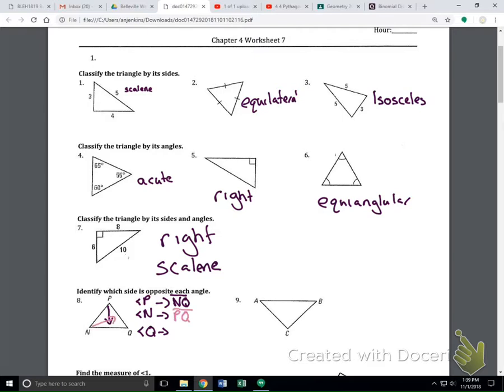And for angle Q, what side is it? What did you say, Coda? PN.